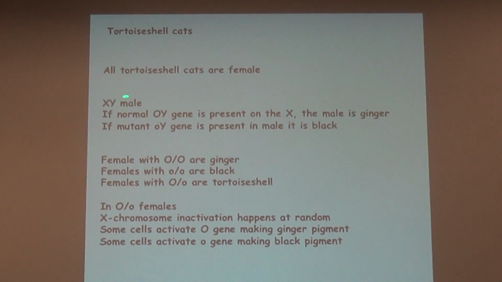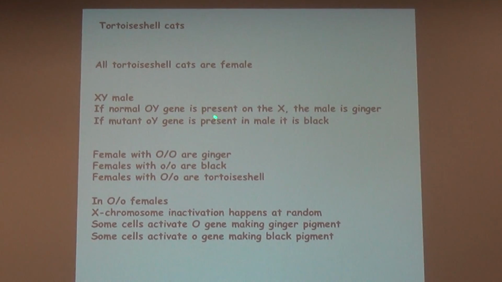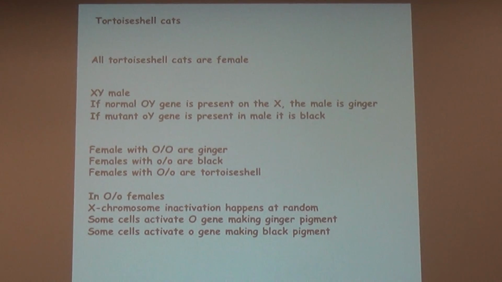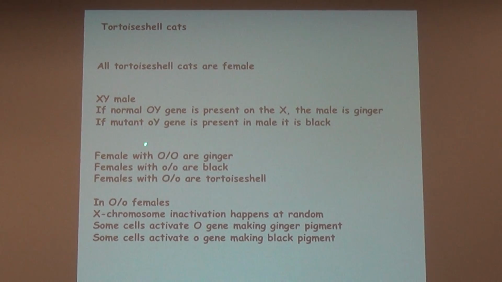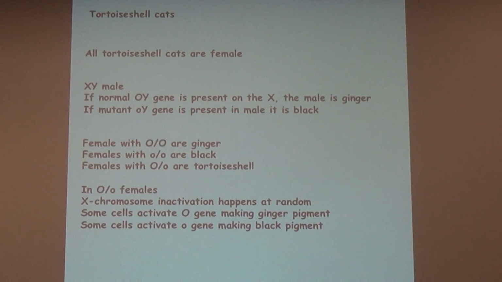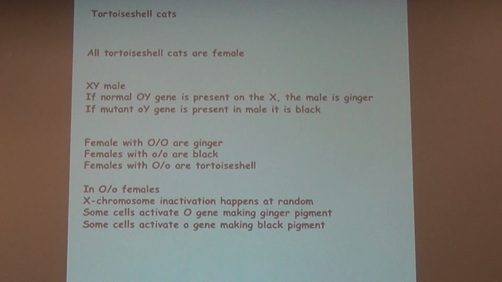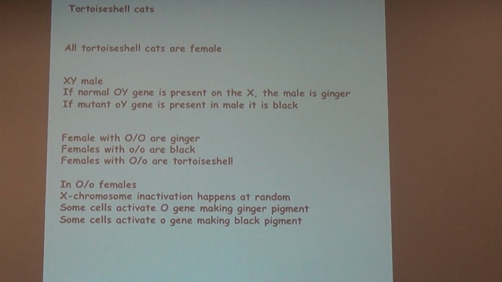So you take an XY male. If it's normal, the O gene is present on the X chromosome and the male is orange or ginger. If it's mutant, the male is black. Kind of makes sense, correct? Because you go from black to orange. If the enzyme is being made, you're going to be ginger. If the enzyme is not being made, you're going to be black.